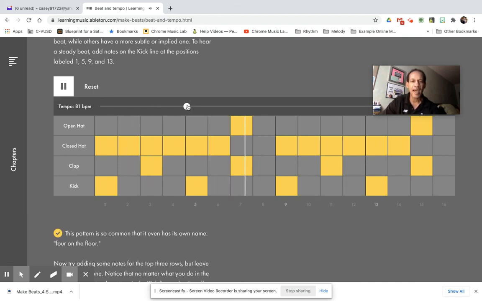And this same pattern got a totally different feel at a different tempo, right? That's the cool thing about it, man.